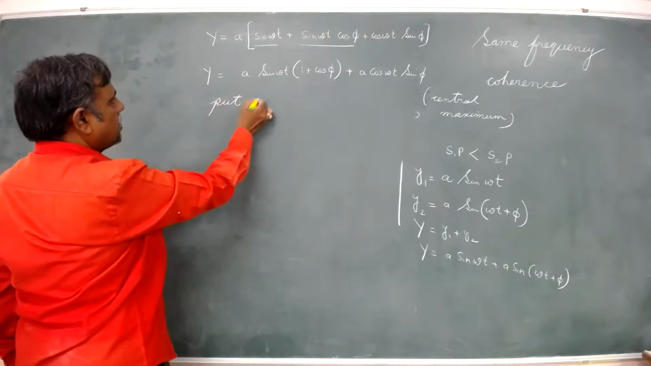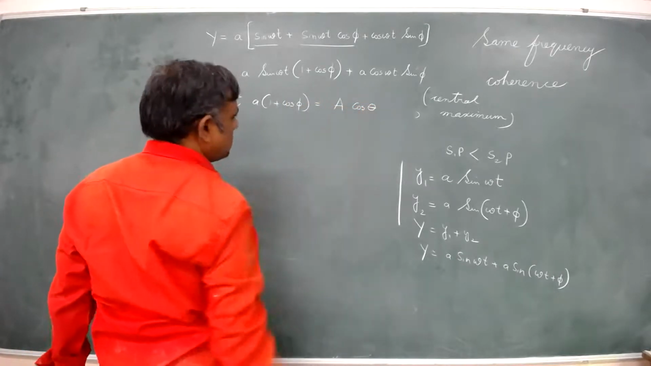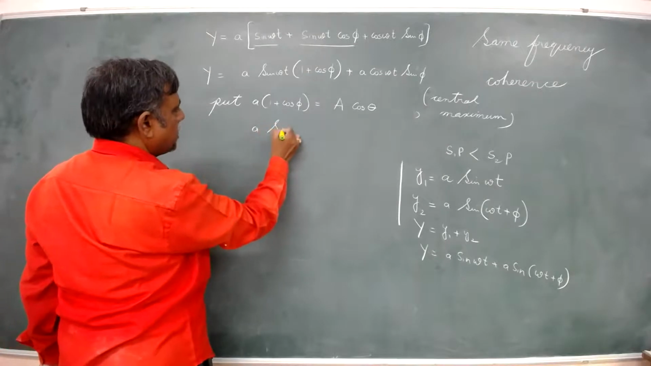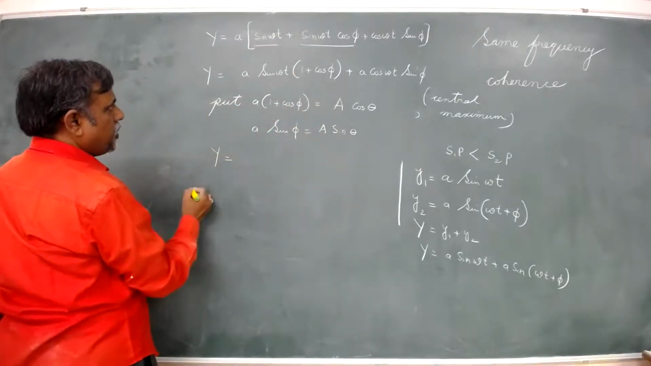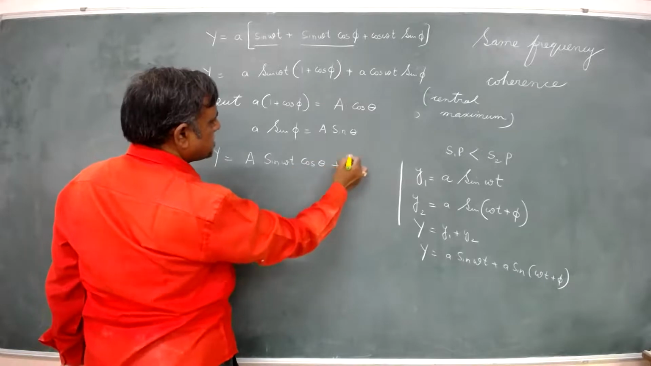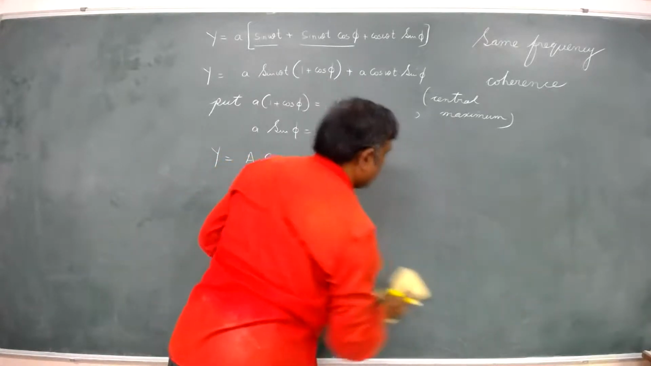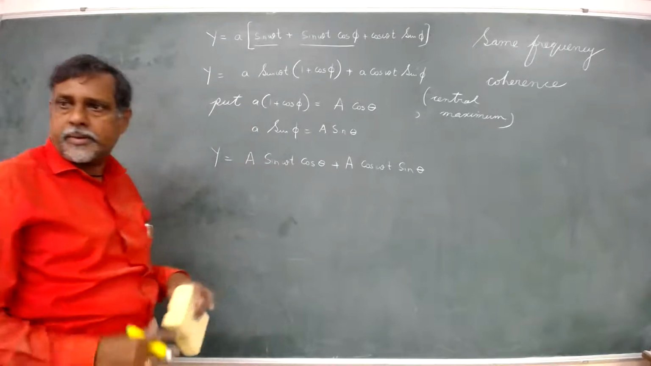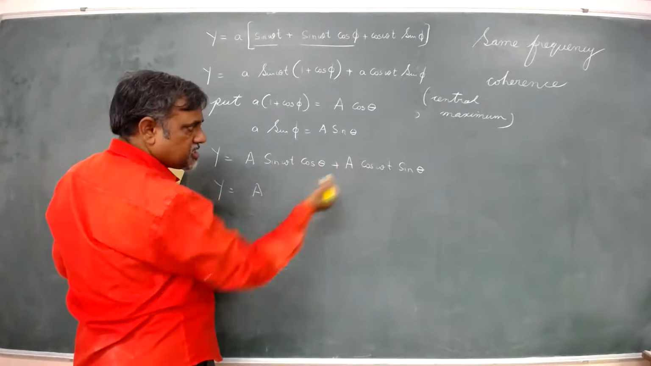Put A into 1 plus cos phi as capital A cos theta, where theta is the combined angle of phase difference. Next, A sin phi, A sin theta, I will suppose. If I write these two things in this equation, what do you get? Capital A sin omega t cos theta plus capital A cos omega t sin theta. Now did you understand? Now Y is equal to A sin omega t cos theta plus cos omega t sin theta.